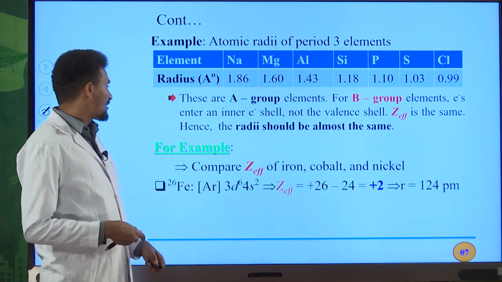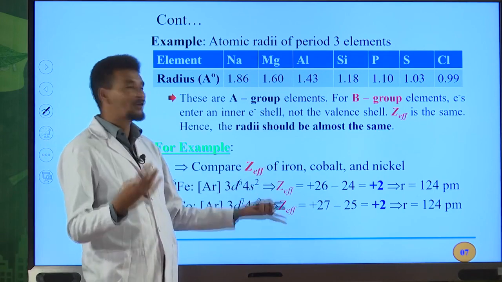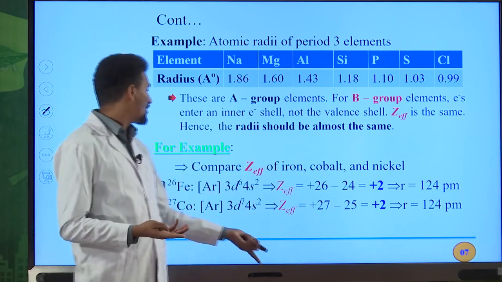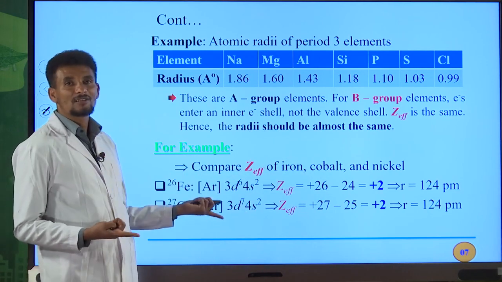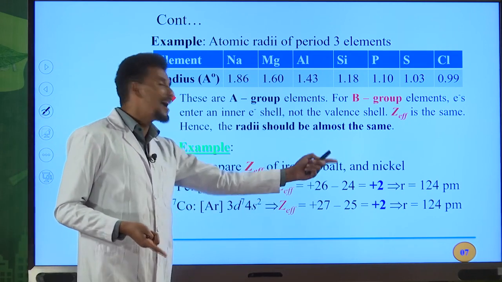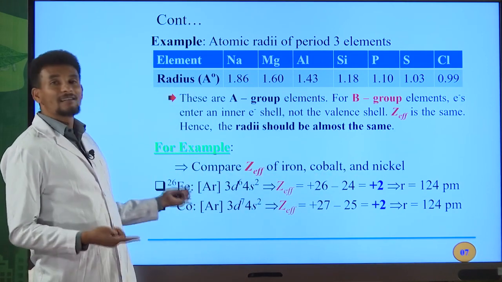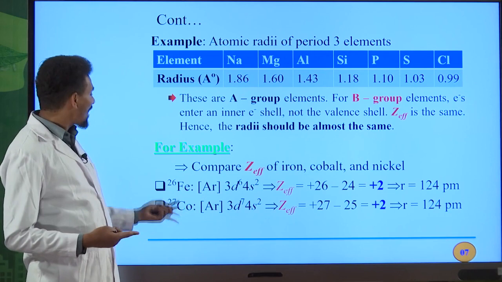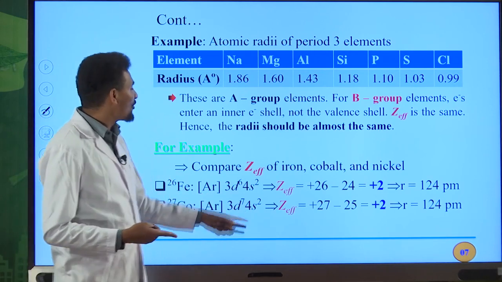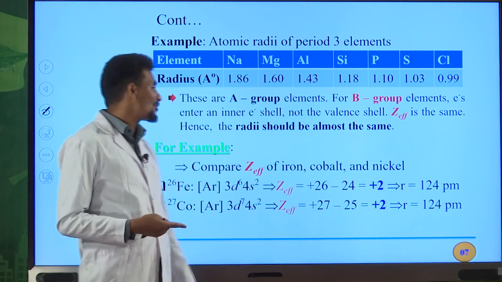Let us see an example for these B group elements. Let us compare Z effective, the effective nuclear charge, for iron, cobalt, and nickel. These are B group elements. Iron has 26 protons. So Z effective can be calculated as plus 26 minus inner electrons, that is 24. So it is plus 2. The atomic number for cobalt is 27. One electron goes to the inner shell, the d orbital. Therefore, Z effective is equal to 27 minus 25. It is also equal to plus 2.